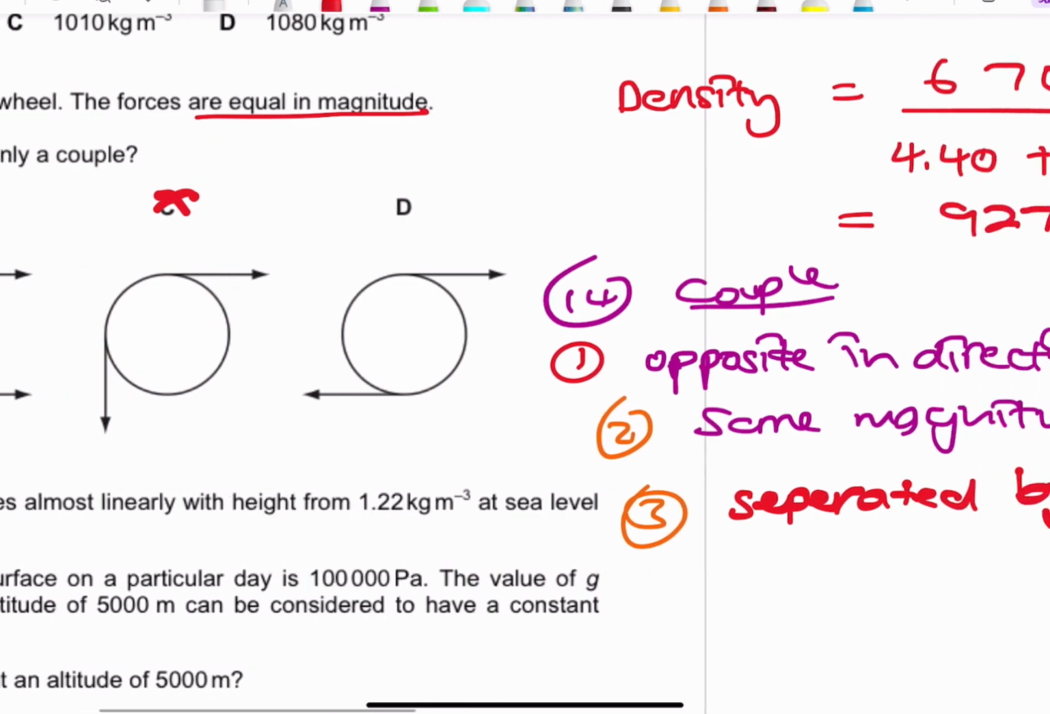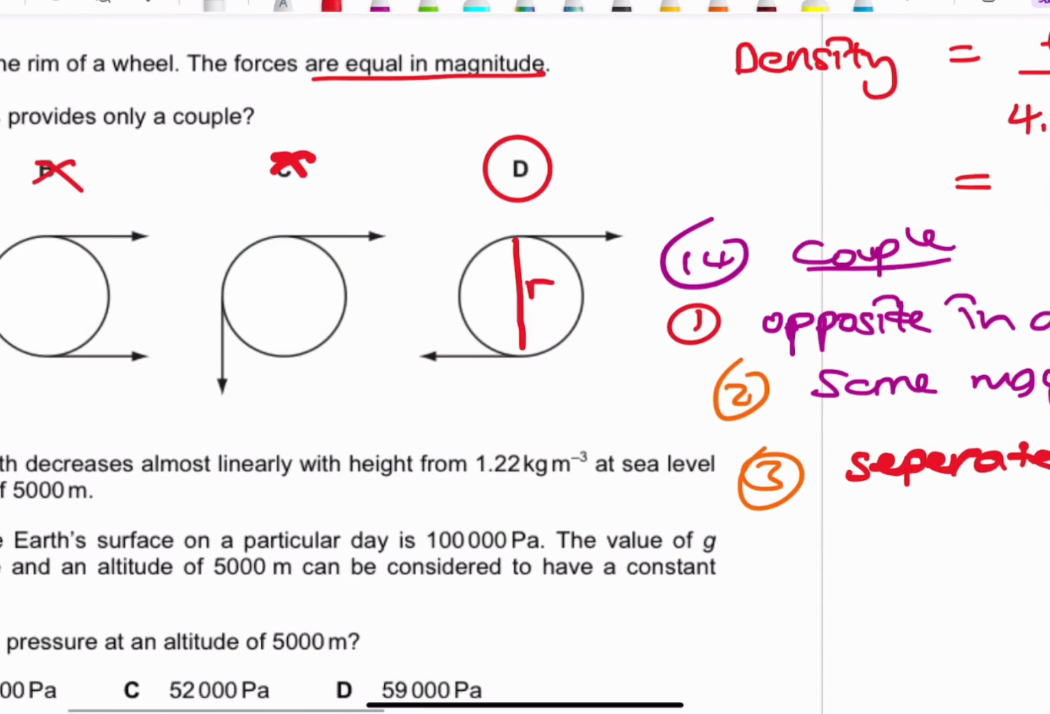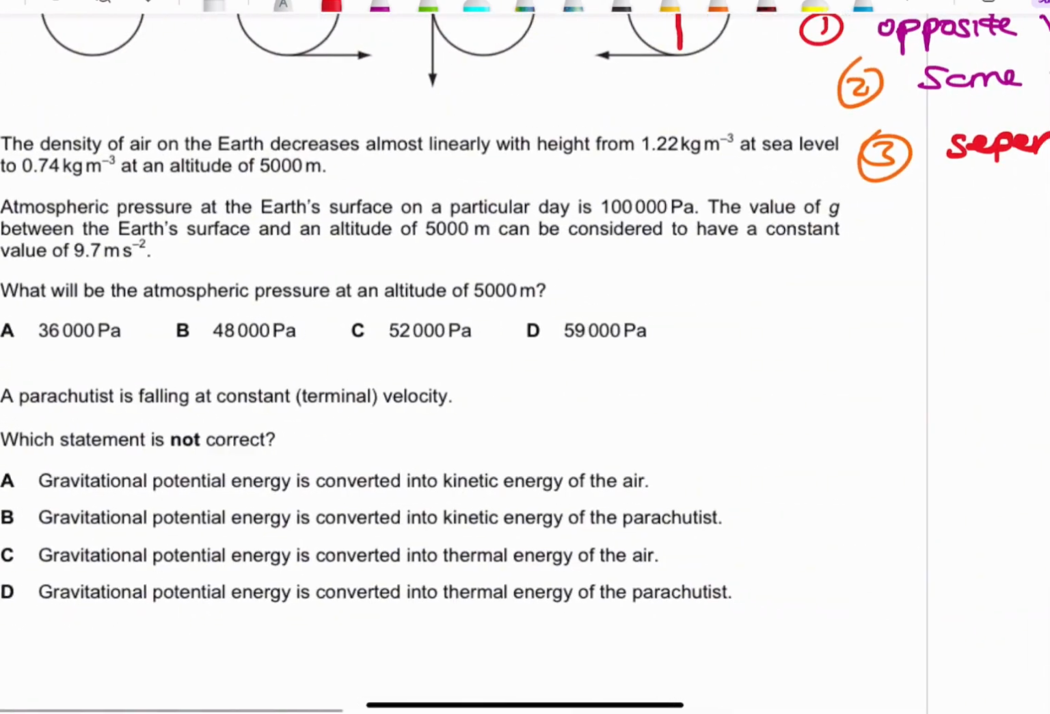Are they opposite in direction? They are. Separated by a distance r. Yeah, they are. So the answer is D. Move on to question number 15.